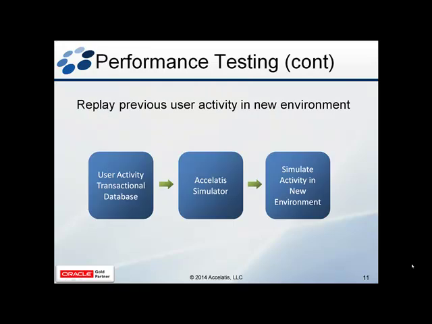So the next thing we can do with performance testing is leverage that transactional database we talked about. In the old environment, we can capture everything that users are doing: who's doing it, how long it took, what document they were running. And we can replay that information in the new environment. So let's say we have an 11.1.1.3 environment, and we record the last financial close. We know everything that happened over the financial close. We can feed that into the Accelatis simulation tool and replay it in an 11.1.2.3 environment and really understand very closely how that environment is going to respond without ever having to think about designing a test.